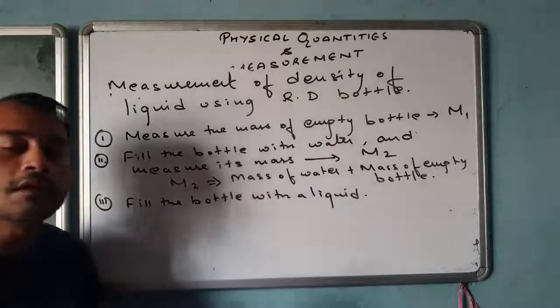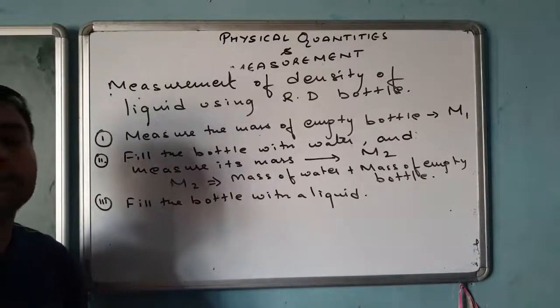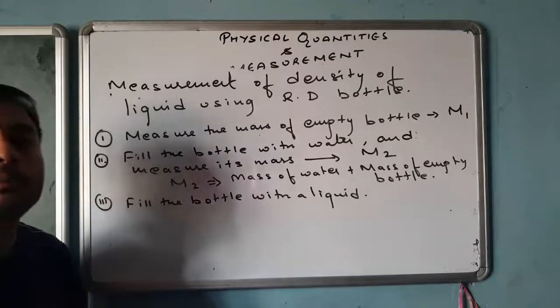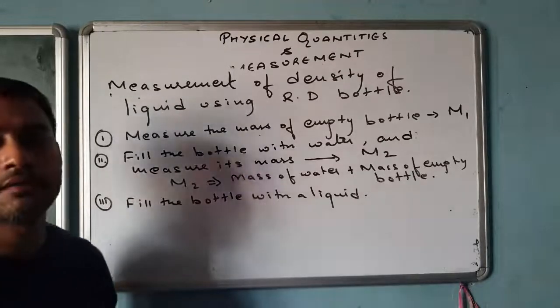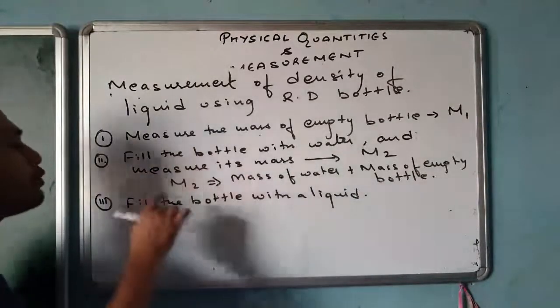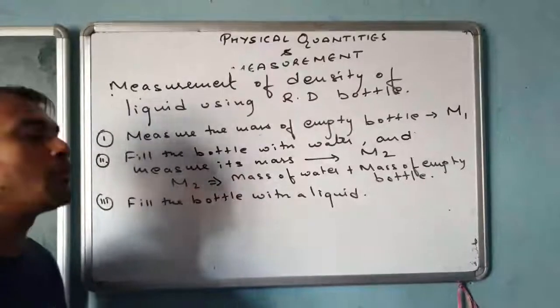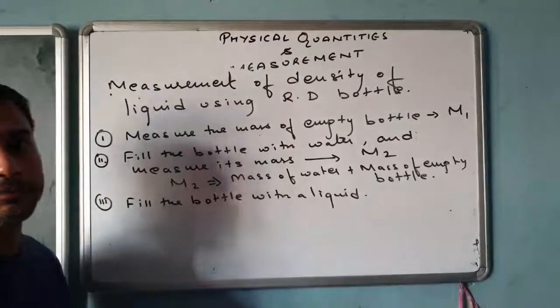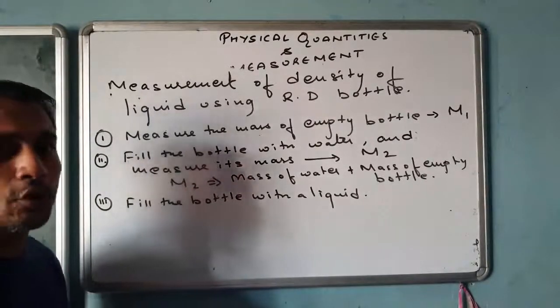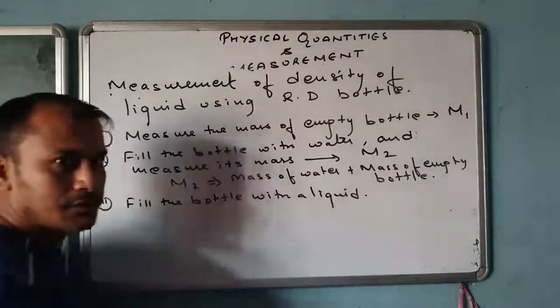Once we measure the mass of the container along with the water, we will drain out the water. Again, we will make the container completely dry. And once the container is completely dry, now we will fill the same bottle with the liquid, whose relative density or whose density is to be determined. Okay? So what we are going to do? We are going to fill a bottle with the liquid.